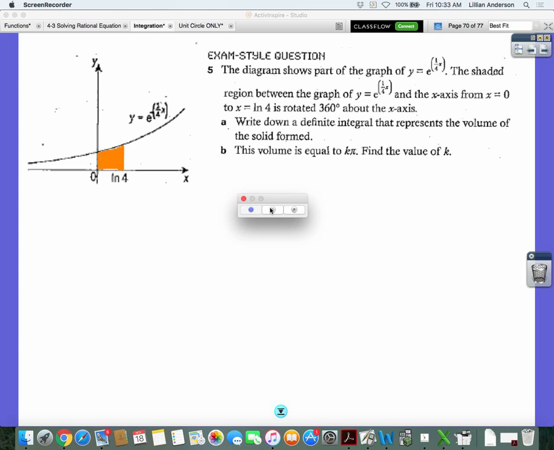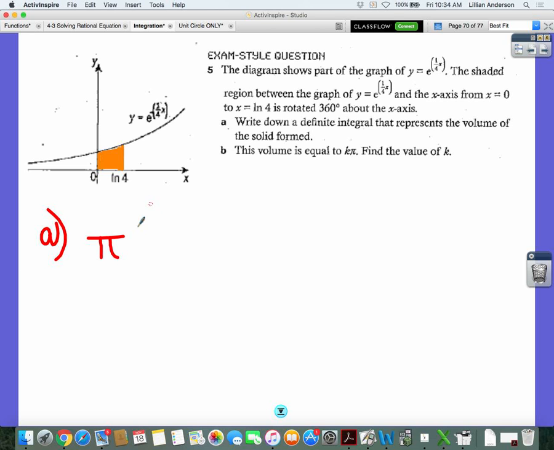So this diagram shows part of the graph of y equals e to the 1/4 x. The shaded region between the graph, from 0 to ln4, is rotated 360 degrees about the x-axis. Part A says to write down the definite integral that represents the volume that is formed. Simple enough, you have to write down the equation. You basically have to plug it into the formula, starting with what? Pi. The integral from 0 to ln4.